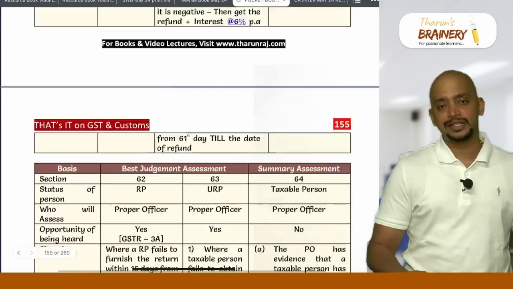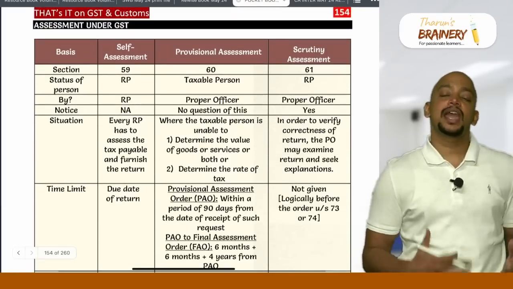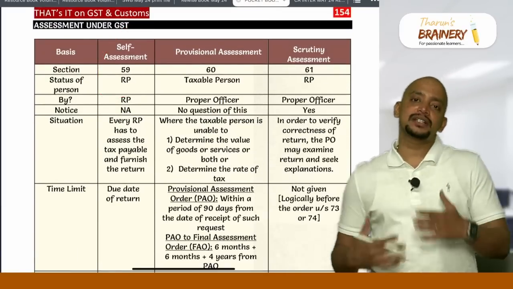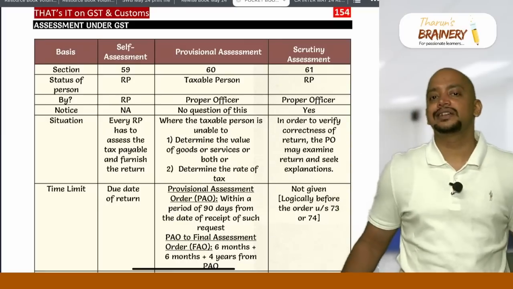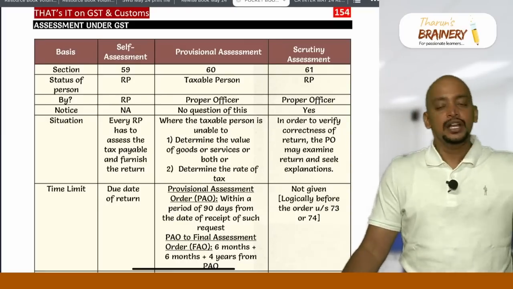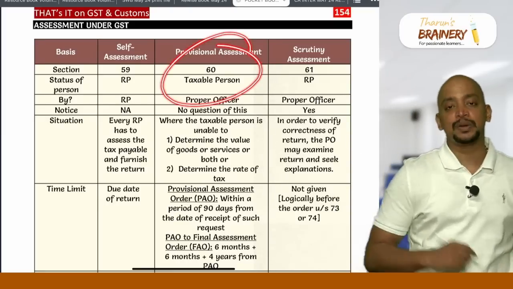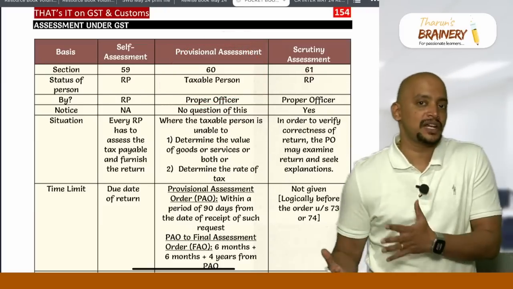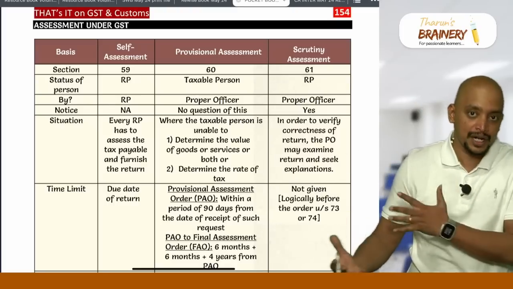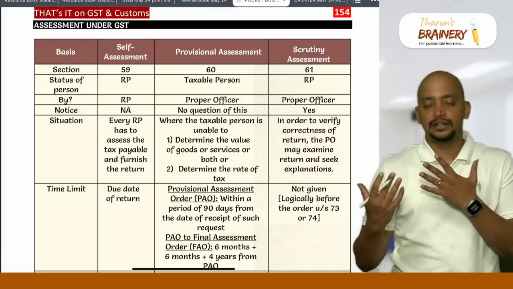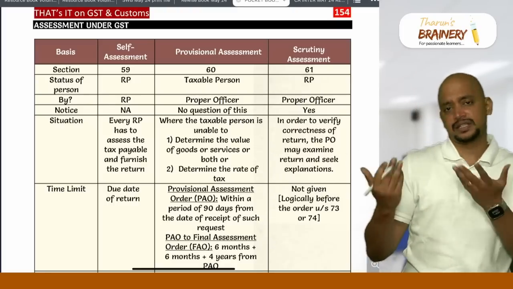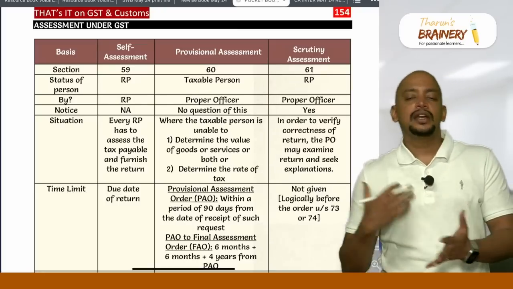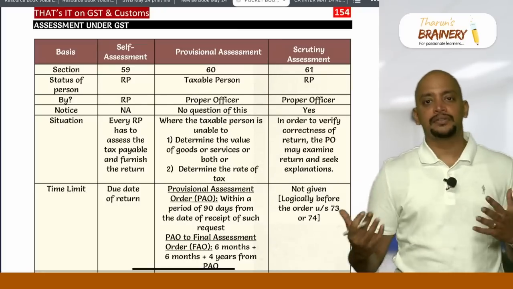Whenever a person is able to compute his GST payable, it will be called self-assessment. Whenever a person is unable to compute how much GST he needs to pay, he will request the officer to compute, which is called provisional assessment. Scrutiny assessment is whenever the self-assessment is completed and the return is filed, the officer will take up the return for scrutiny, and if everything is fine and perfect, then the assessment is completed. Otherwise, the officer will initiate one of the actions like either audit or recovery, etc.